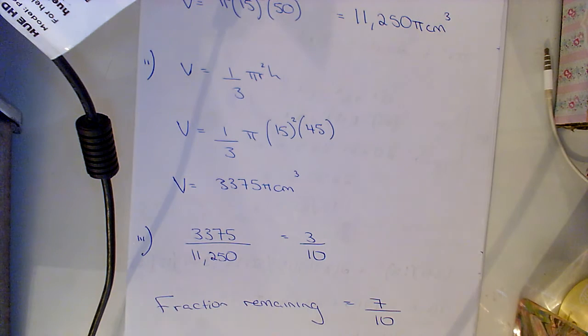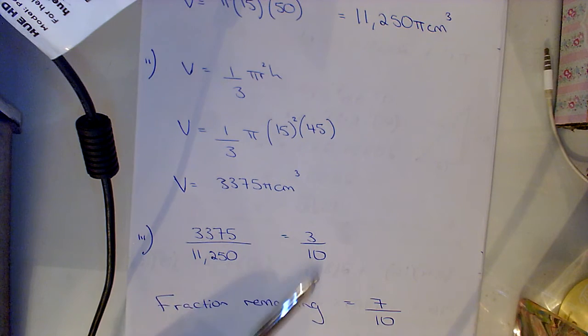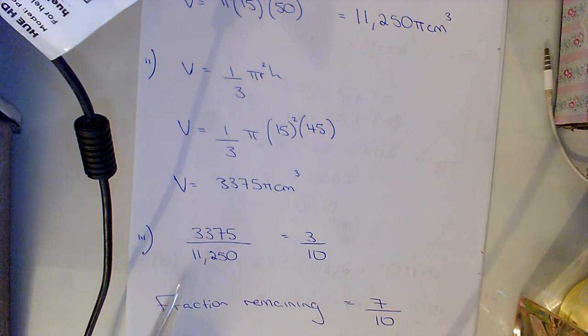so I get my volume to be equal to 3,375 pi centimeters cubed. Then part 3 of this question asks what fraction of the cylinder remains after the cone is removed. Okay, so what I'm left with is 3,375 over the total, which is 11,250, which is equal to 3/10. That's how much the cone actually occupies. The fraction remaining is 7/10. Someone else might have taken this figure from the total and put it over my total to get 7/10 as well. Both methods are correct.